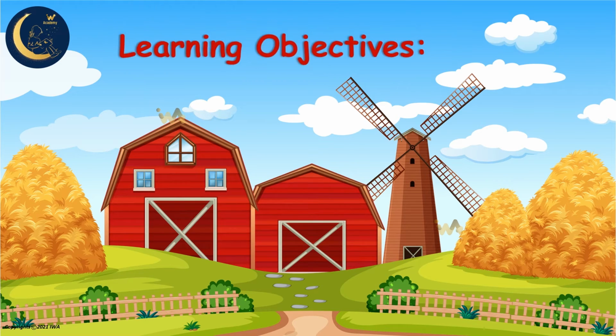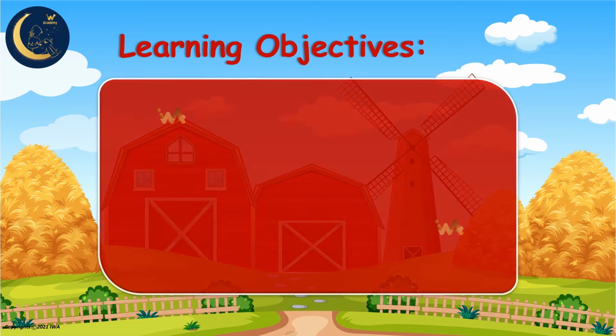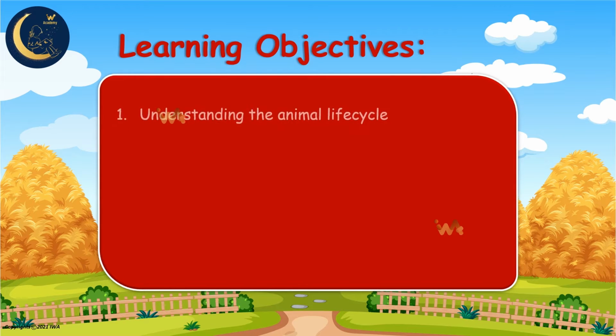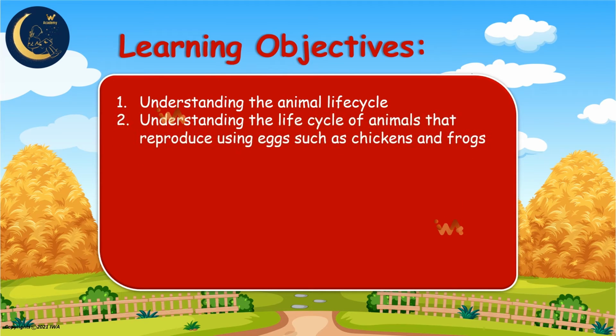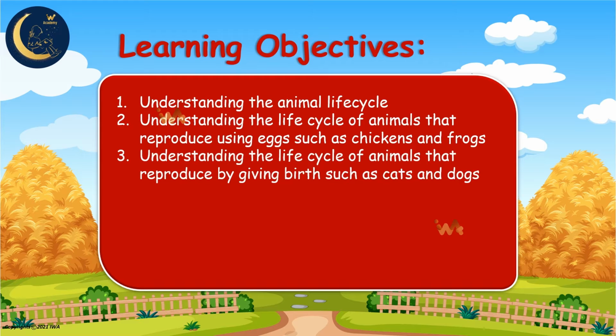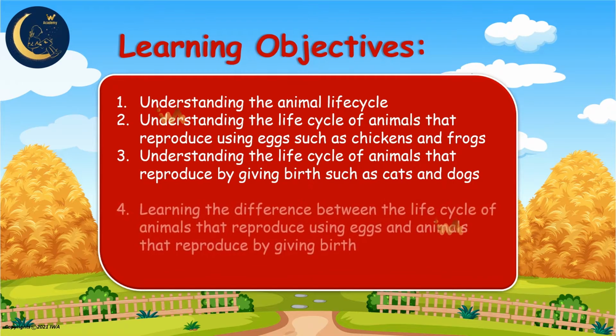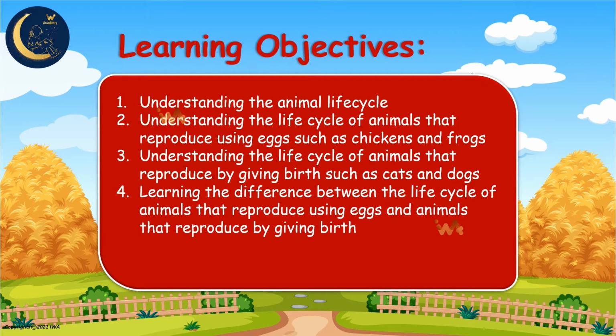Learning objectives. Our learning objectives today are understanding the animal life cycle, understanding the life cycle of animals that reproduce using eggs such as chickens and frogs, understanding the life cycle of animals that reproduce by giving birth such as cats and dogs, learning the difference between the life cycle of animals that reproduce using eggs and animals that reproduce by giving birth, and finally, learning the names of some of the animal offspring.